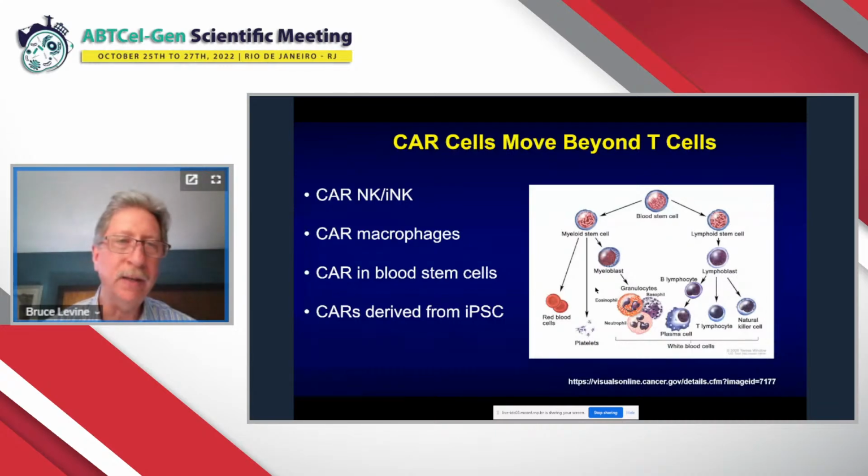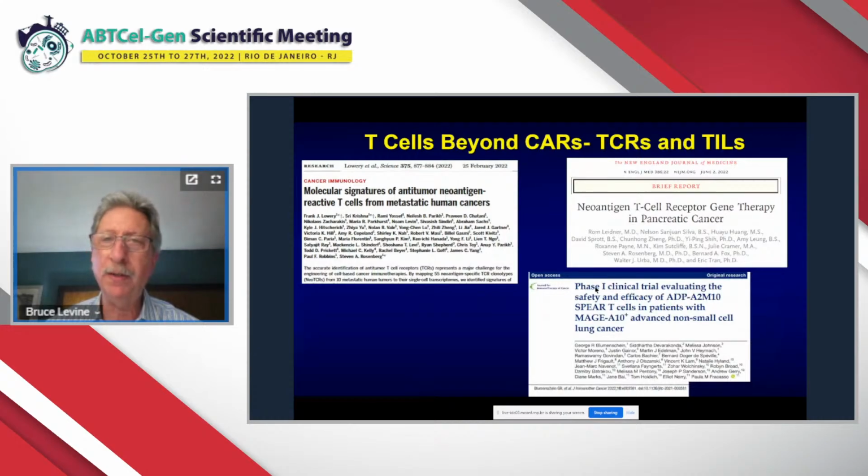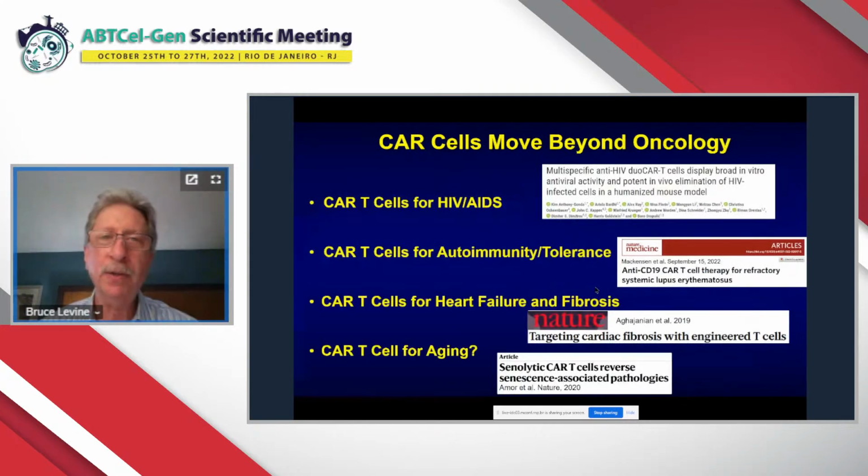And so CARs are moving beyond T cells. We have clinical trials and reports of CAR NK cells, CAR macrophages. People have put CARs in blood stem cells and CARs derived from iPSC. And T cells are more than CARs, of course. We have these reports of T cell receptors and TILs. And CARs are moving beyond oncology. We have CAR T cells actually started in HIV. A very exciting report in September from a German group, CAR T cells targeting CD19 in lupus, and some preclinical studies, CAR T cells targeting cardiac fibrosis and potentially for aging.